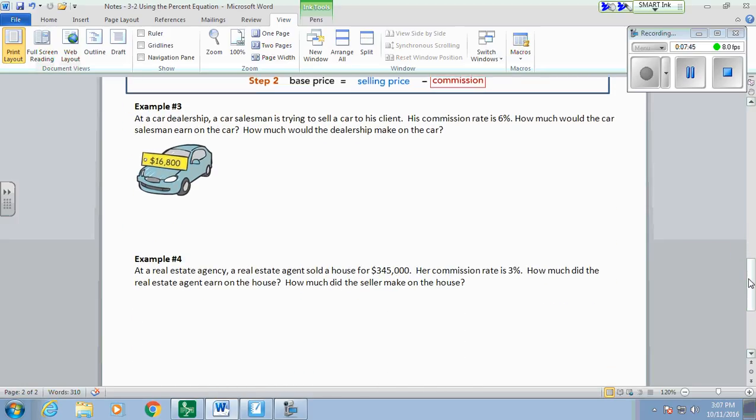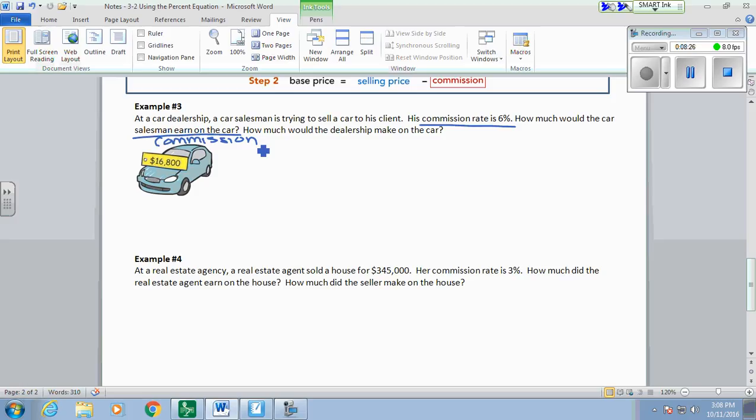So it says at a car dealership, a car salesman is trying to sell a car to his client. His commission rate is 6%. How much would the car salesman earn on the car, and how much would the dealership make on the car? So if the commission rate is 6%, that's obviously my percent. How much would the car salesman earn? That's his amount of commission. So we are looking for how much commission he's getting. So we have the whole, which is the car's sticker price of $16,800.